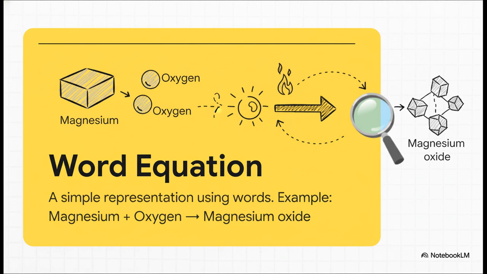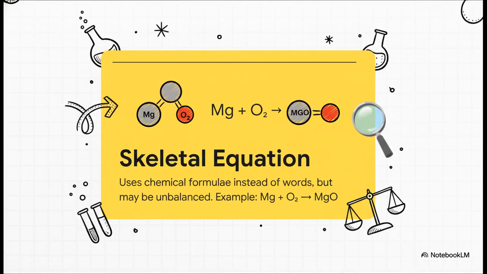So here, we have magnesium and oxygen on the left side. These are our reactants. The arrow shows that they react to produce our product, magnesium oxide, which is on the right. Very straightforward. But writing out full words is a bit long, right? So to be more scientific, we use chemical formulas. This is called a skeletal chemical equation.